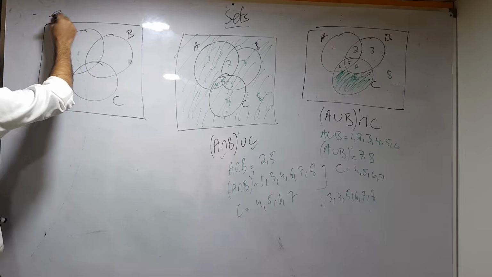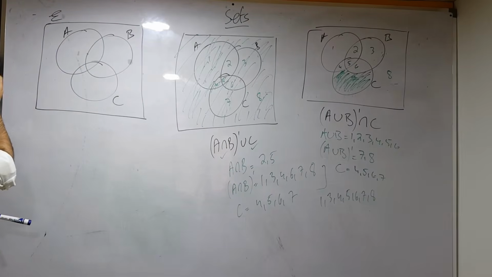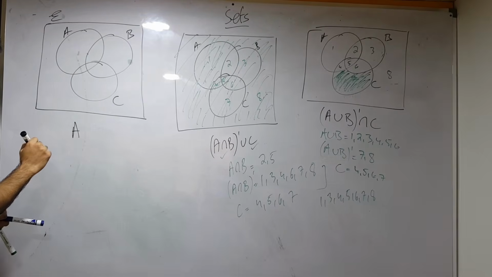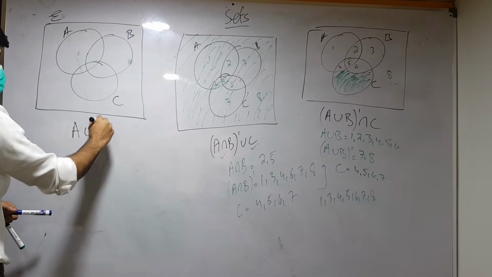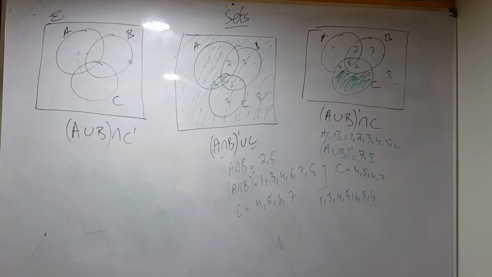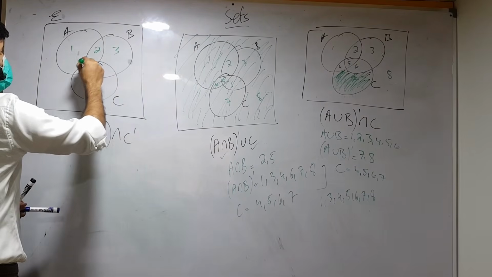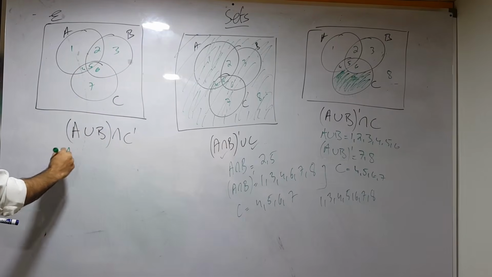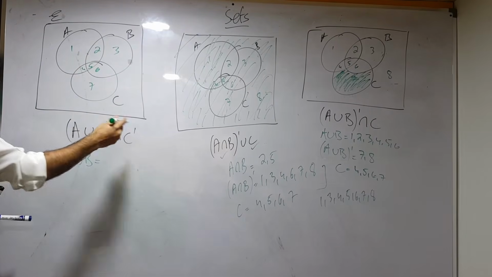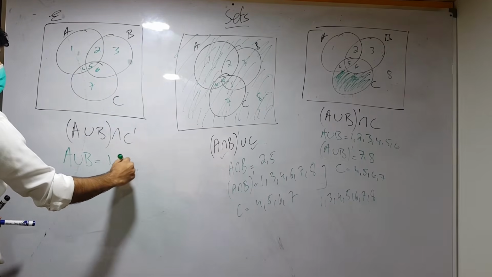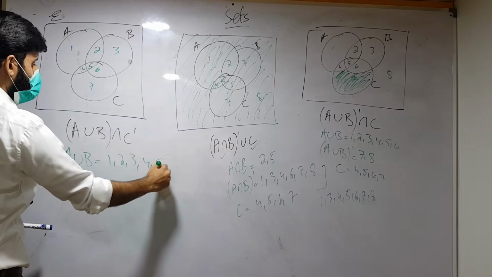Okay, now let's say आपने करना है A यूनियन B होल इंटरसेक्शन C कॉम्प्लीमेंट. ठीक है. Again, let's first number them. 1 2 3 4 5 6 7. ठीक है ना. Let's write down A union B first. बताओ 1 2 3 very good 4 5 and 6.